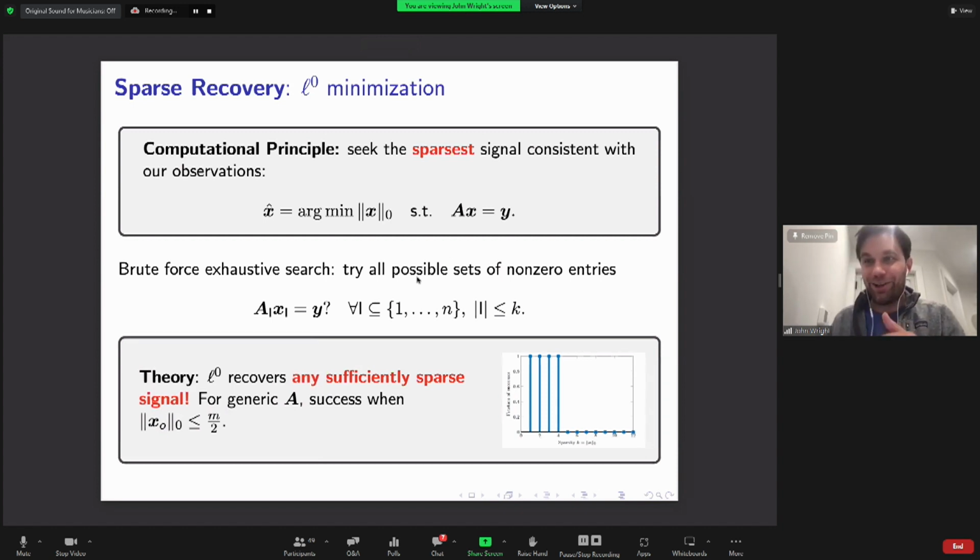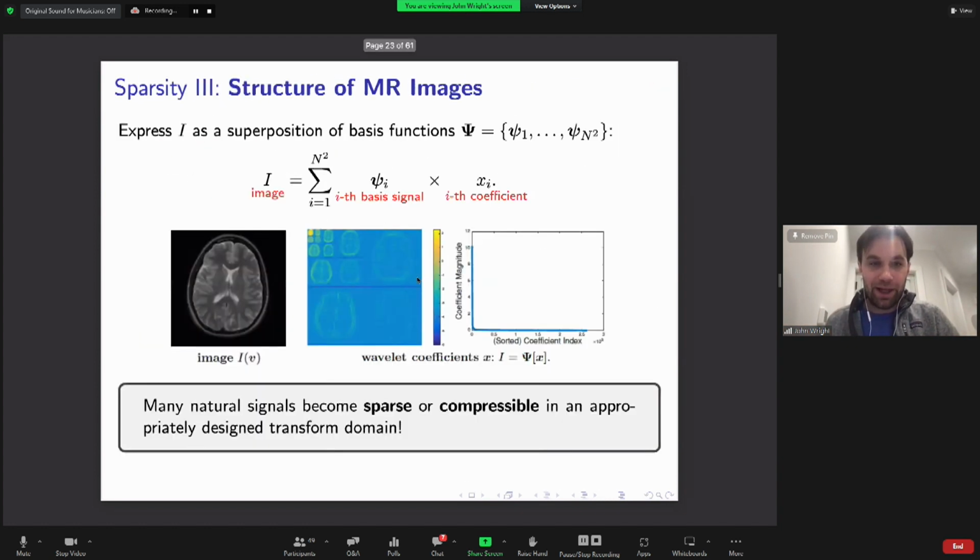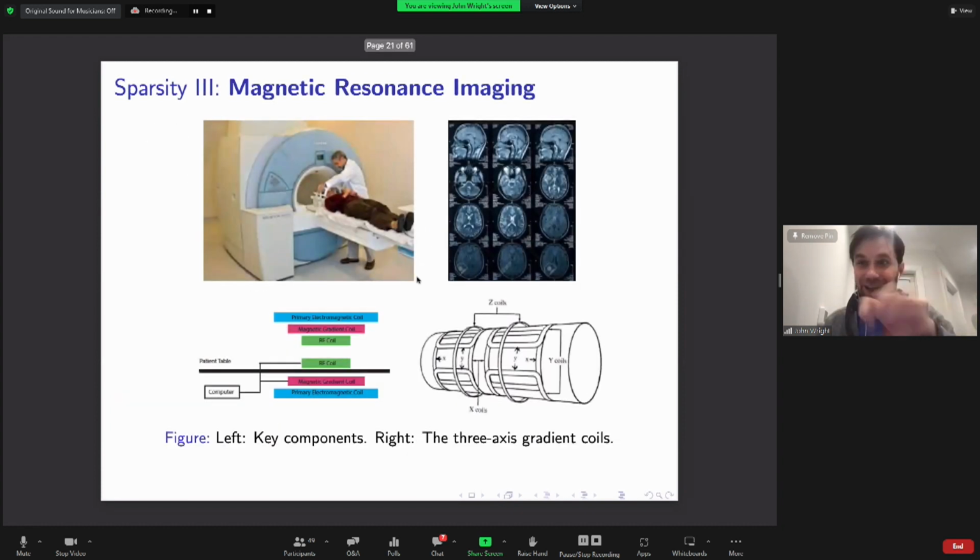Okay, and it turns out that often that's a sensible thing to do. We won't go into too much detail on the actual mathematical statements, but in essence, if our measurements are generic enough, then if we look for the sparsest thing that's consistent with the measurements, that actually will be the correct solution. And generically, the number of measurements that we need is just a little bit more than twice the number of non-zero entries in the vector that we're trying to reconstruct.